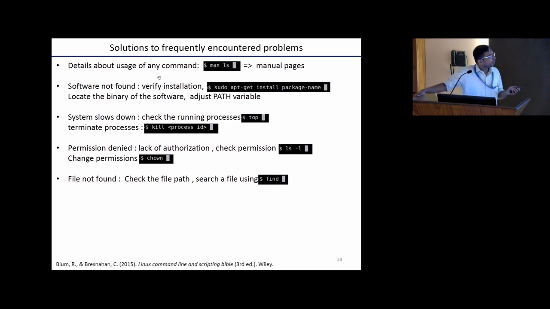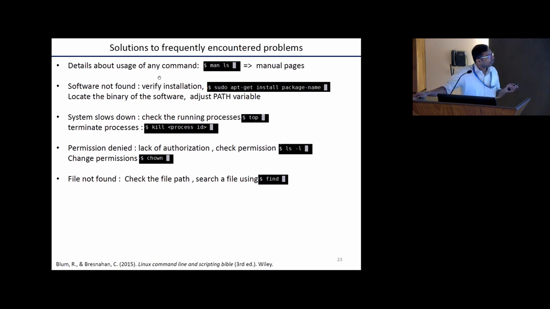So some of the problems frequently encountered by people when using Linux are, first, command usage. How do you know how a command is going to work, right? For example, there is a command ls. How do I know what to do with it? In that case, you say man ls. Man stands for manual pages. These are instructions already encoded in the software, which give you a lot of information about how this command should be used.